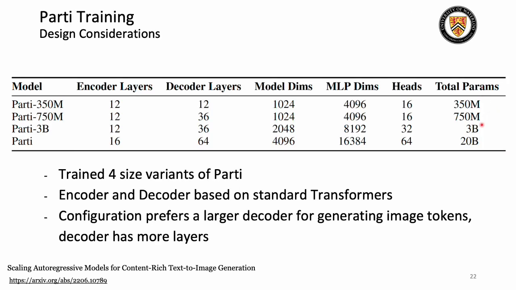So 4 size variants of Parti were trained with 350 million, 750 million, 3 billion, and 20 billion parameters. The encoder and decoder are based on standard transformers, and this configuration prefers a larger decoder for generating image tokens, so that decoder has more layers.